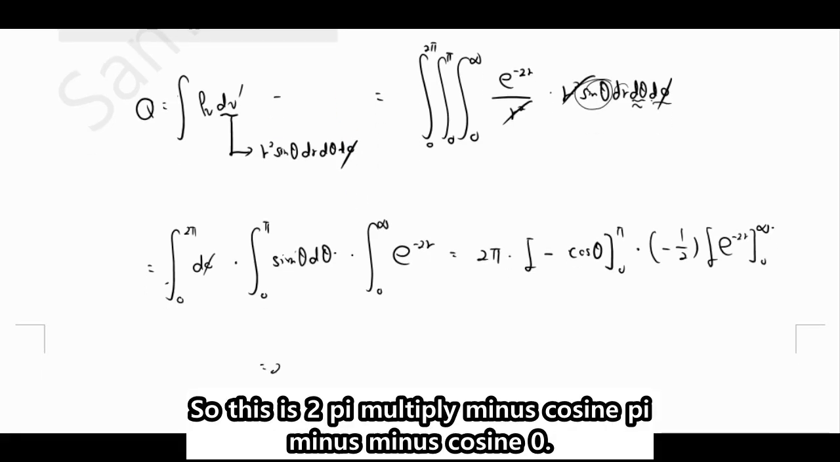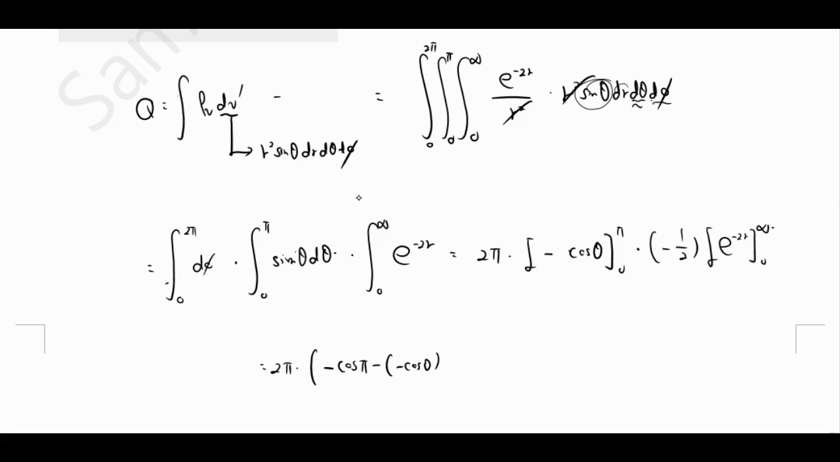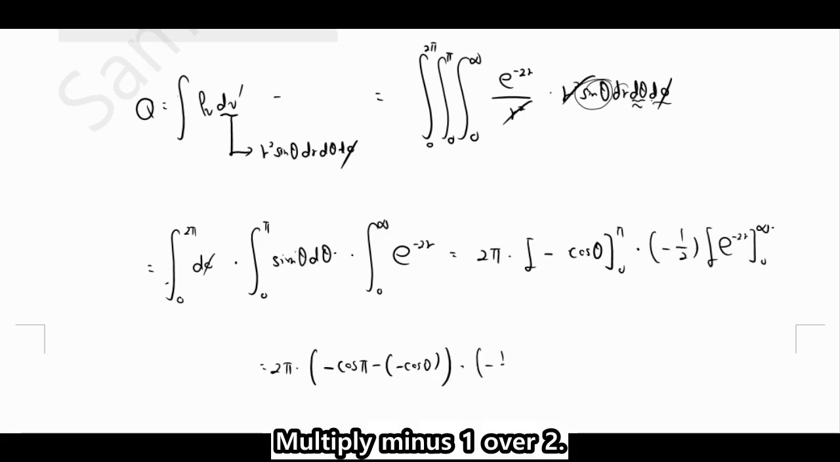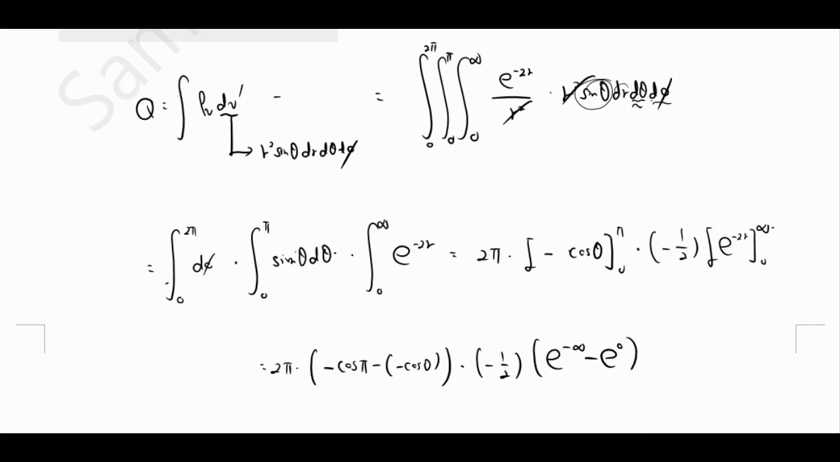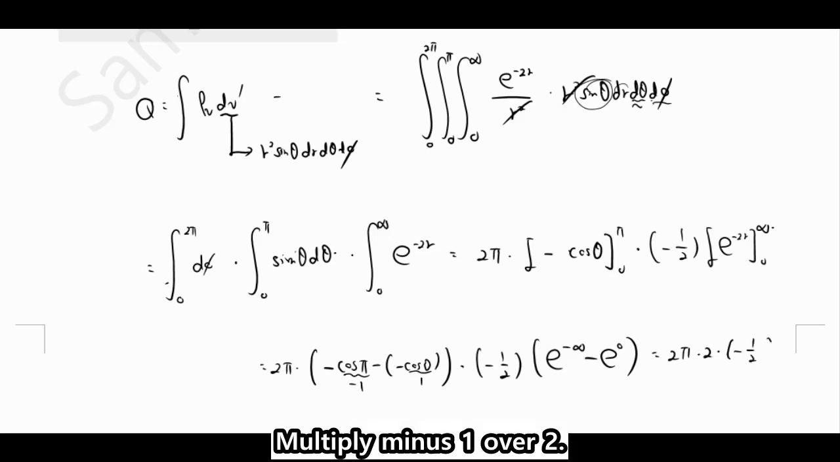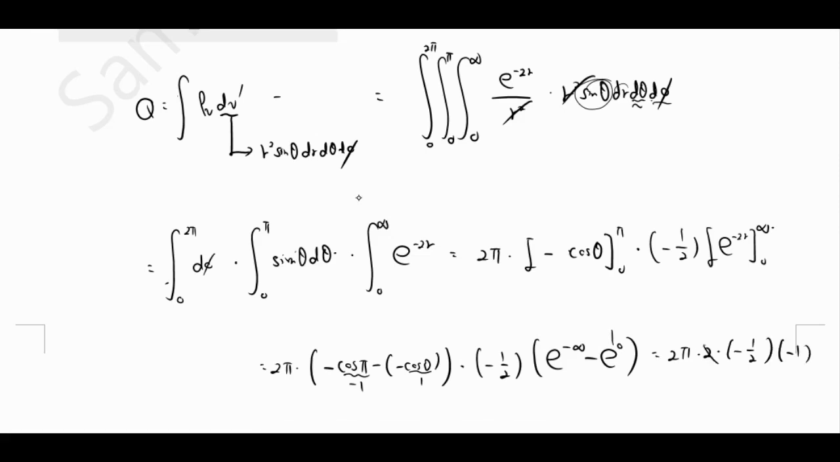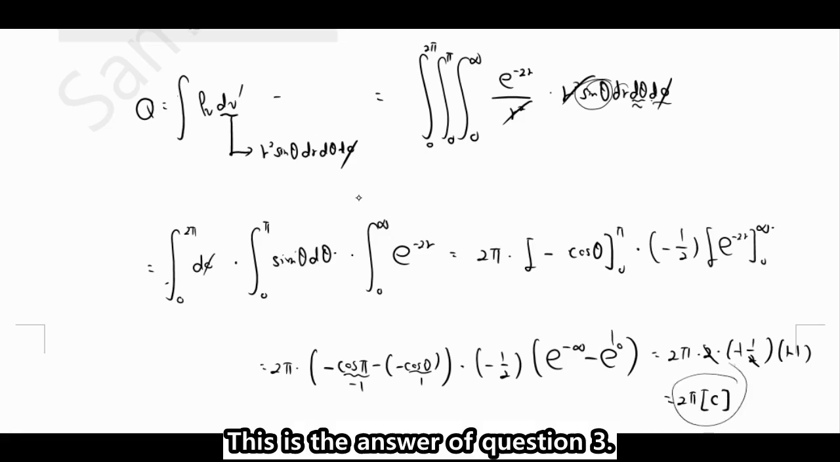So this is 2 pi multiplied by minus cosine pi minus cosine 0, multiplied by minus 1 over 2 times the exponential at infinity minus the exponential at 0. So cosine pi is minus 1, and cosine 0 is 1. So 2 pi multiplied by 2, multiplied by minus 1 over 2, and 0 minus 1 is minus 1. So this is 2 pi coulomb. This is the answer to question 3.